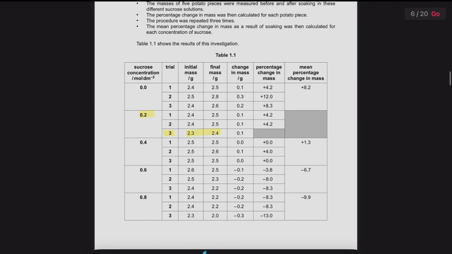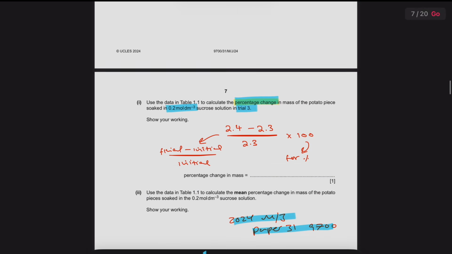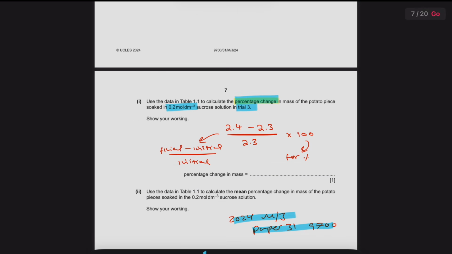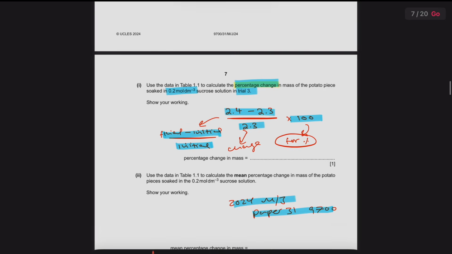We go back to our table, specify our concentration. Here's our trial 3, initial 2.3, final 2.4 grams. So what we would do is take our final minus our initial over our initial. So 2.4 minus 2.3 divided by 2.3 times 100. So this is the change, and we times by 100 to get a percentage, and there are no units for that, okay? And then whatever we produce is our answer, and it's a 1 marker. It's a really easy 1 marker, so just be aware of this formula. And that is all.